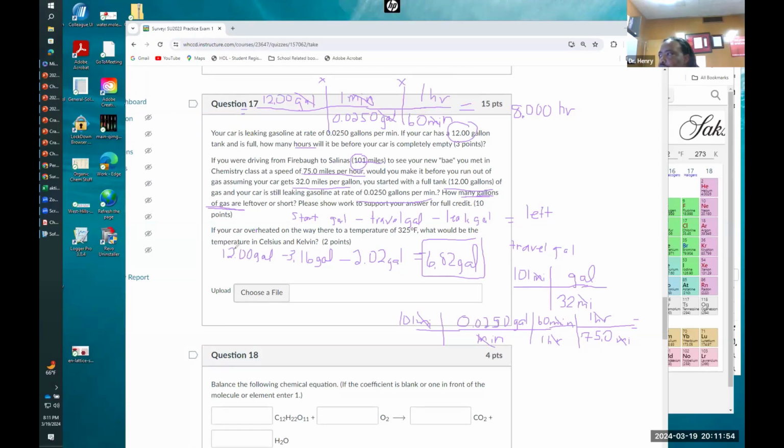Okay, so that's the second part. In the third part, we're converting 325 degrees Fahrenheit to Celsius and to Kelvin. So how would I change it to Celsius?